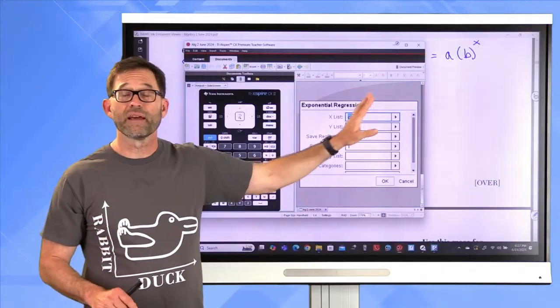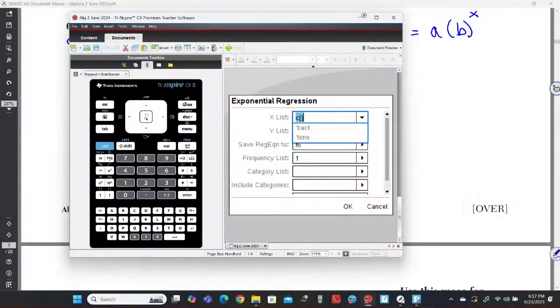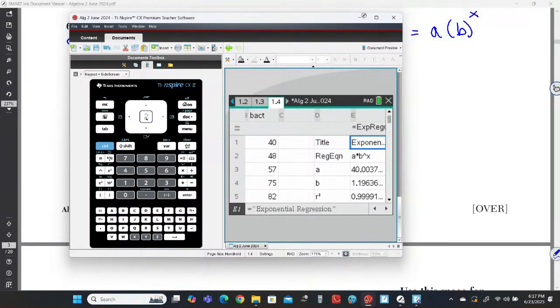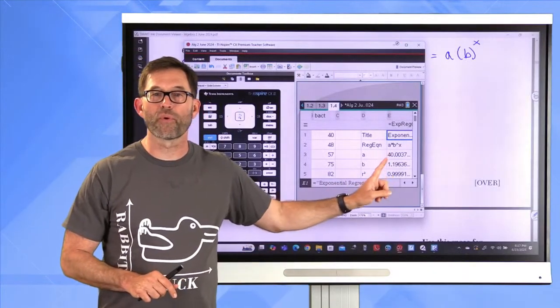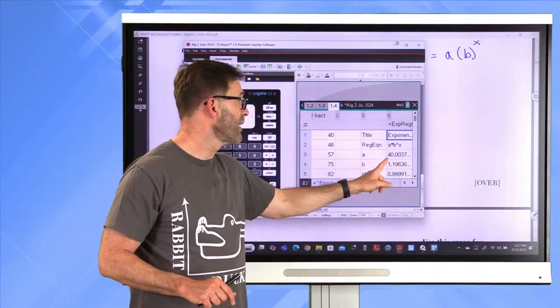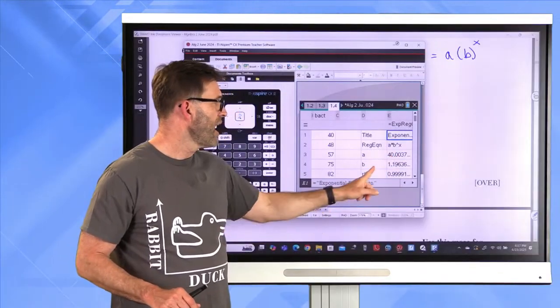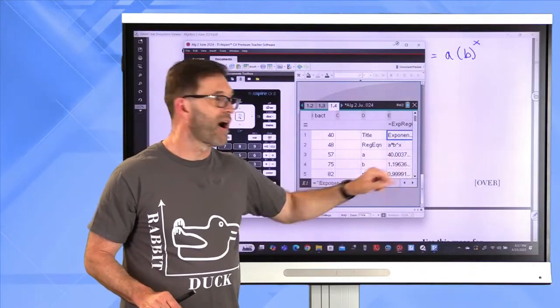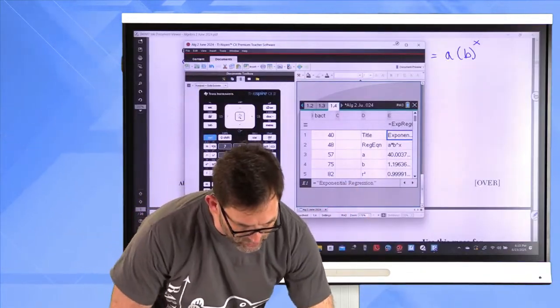The reason I like to label my two lists is that I can now say, oh, I want time as my X list and bacteria as my Y list, and I'm just going to hit OK. Then my exponential regression parameters are right here. Specifically, I have an A value of about 40, it's 40.0037, and a B value of 1.19636, etc.